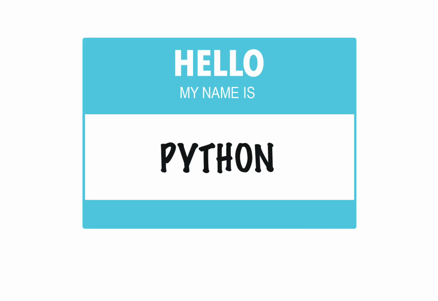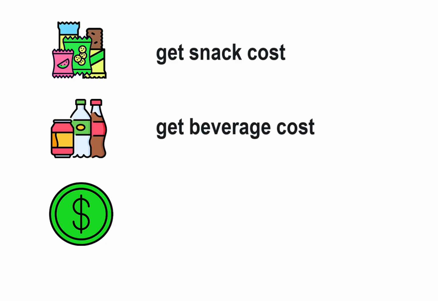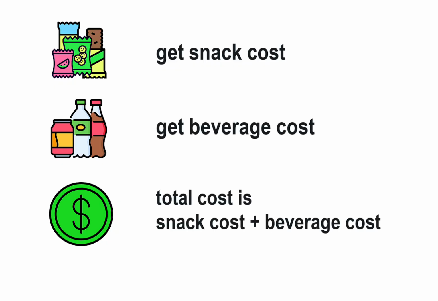Let's write our first Python program by translating our networking event algorithm, where we calculated the cost of the event by summing the snack and beverage costs. Remember, the algorithm for calculating the cost of the event was: get the snack cost, get the beverage cost, calculate the total cost as the snack cost plus the beverage cost. But before we start to code, let's first check out Python's rules for variables, calculations, and assignment statements.